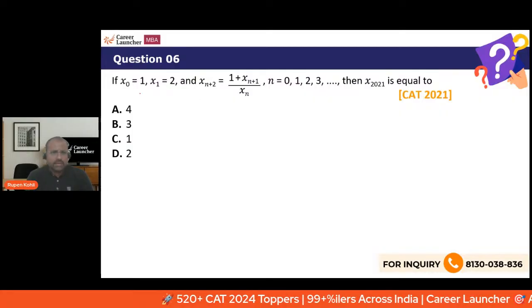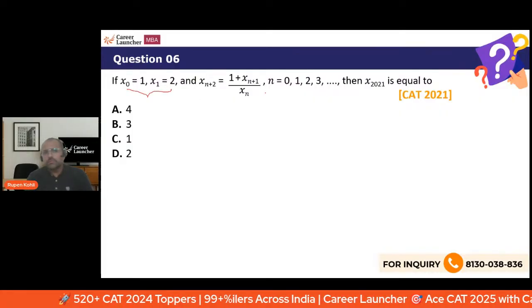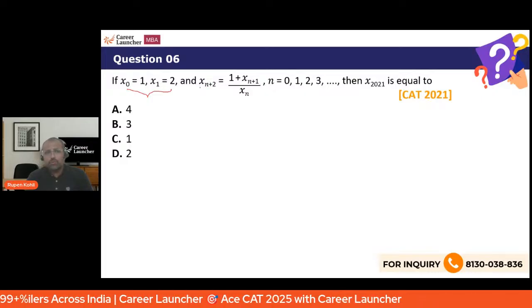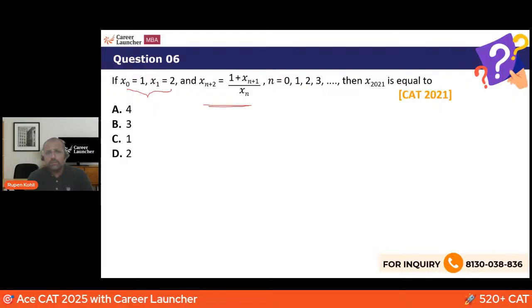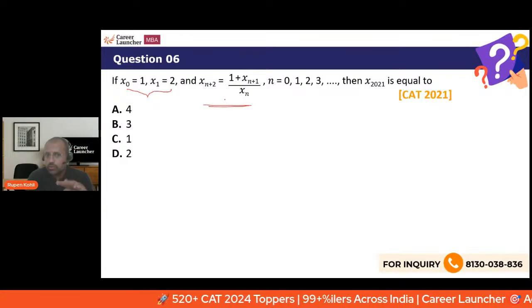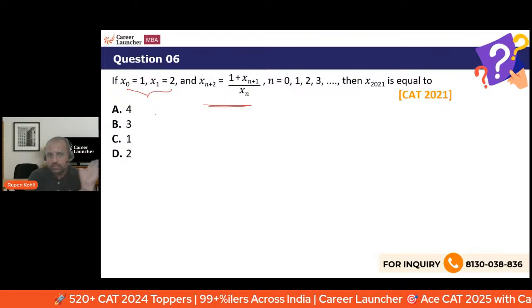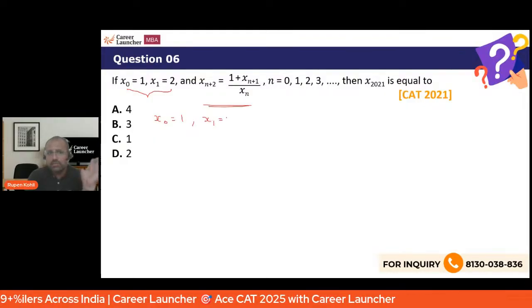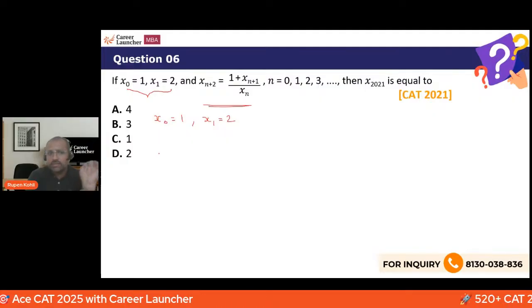We know the values of the first two terms. This relation is true for all values of n from 0 and 1, and so when you put n equal to 0, you get x2 and so on. So from the third term, which is x2 onwards, we have this relation. x0 is 1 and x1 is 2. These are the initial two terms given to us, right? And then this relation should help us to identify the values of the subsequent terms.